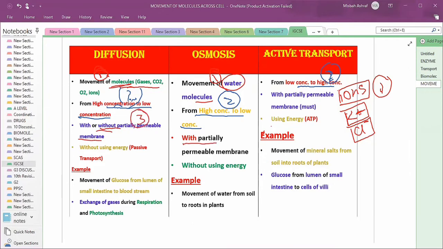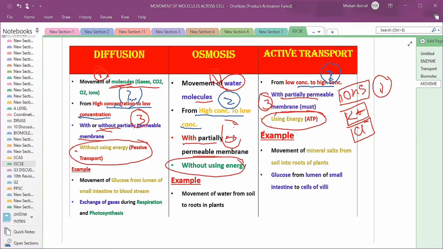And this is also with partially permeable membrane, 1 mark here. So 3, and it will also be marked here. So 3 marks. Next is using energy. It is very important here. Here it's without using energy, and it's also without using energy. Sometimes this is marked, but sometimes it is not marked. But if you write this, it means that you would have written 4 valid points according to the mark scheme. So you can get 4 marks in this one definition, right?